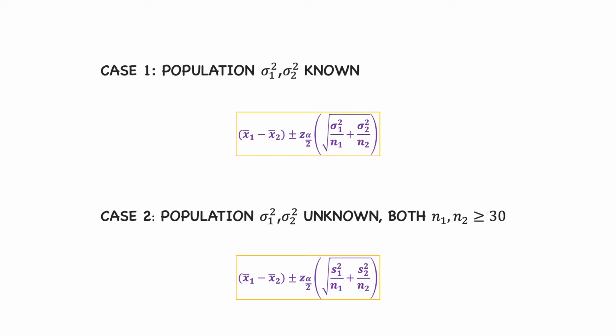Okay, the difference here is only at the end of the formula. First, we use the notation sigma because we know the population variance or population standard deviation. In the second formula, we replace sigma with s because we only have information on the sample, not the population. Okay, let's take a look at the example for case number 1.